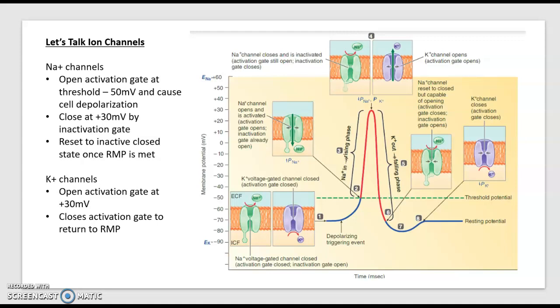The potassium channels, on the other hand, work kind of opposite. Remember, they work hand in hand. So the potassium channels open their activation gate at that positive 30 millivolt membrane potential, and they will remain open until the membrane potential returns to resting, although it does continue through that hyperpolarization state. So that's why those pumps are so important, to make sure that the sodium and potassium levels are being pumped against their concentration gradient and getting that membrane back to resting potential.